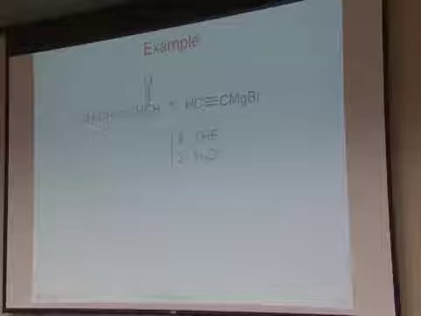So if you have, for instance, this alpha beta unsaturated aldehyde, and you are adding the acetylide, first in THF, then in H3O+, what you are going to have, C- attacking this carbon, you're getting O-, and then O- will be protonated. This is your product.